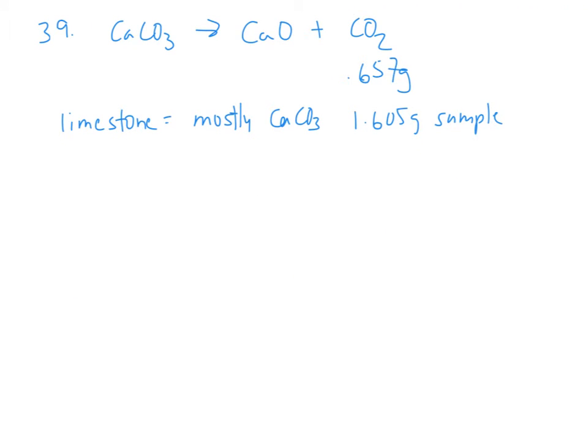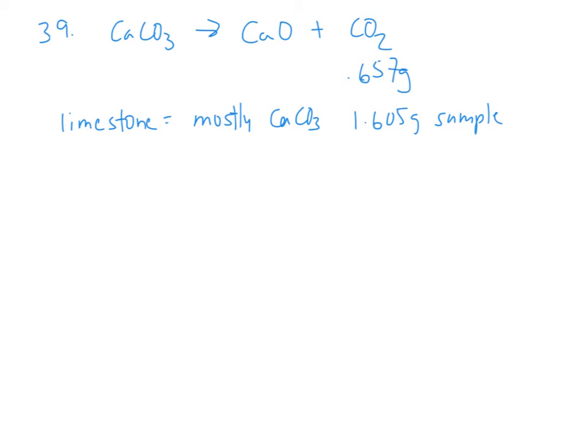So question number 39 gives you some information, and this is a common problem for chemists, that you have limestone or some other rock, some other mineral that is mostly what you want, in this case calcium carbonate, but not 100%. So you have a 1.605 gram sample, and you want to know what percent actually is calcium carbonate. Well, when you heat up that 1.605 gram sample, we know it decomposes into calcium oxide and CO2, and 0.657 grams of CO2 is collected.